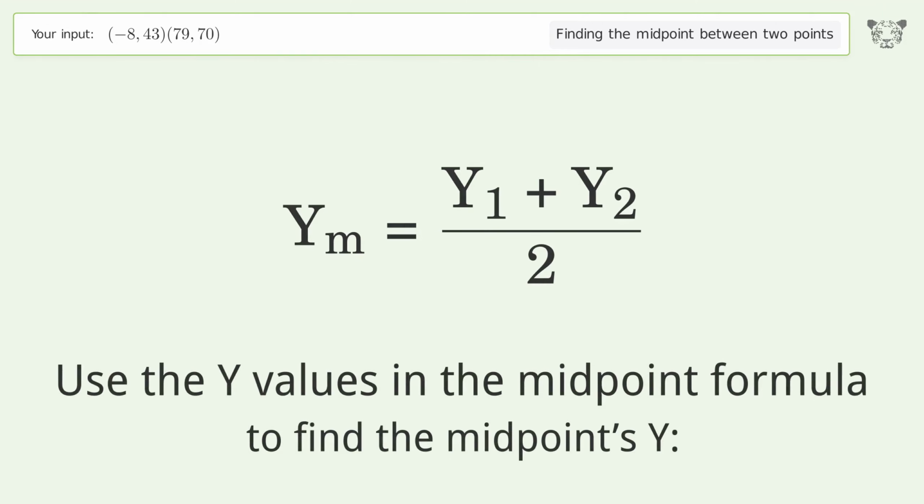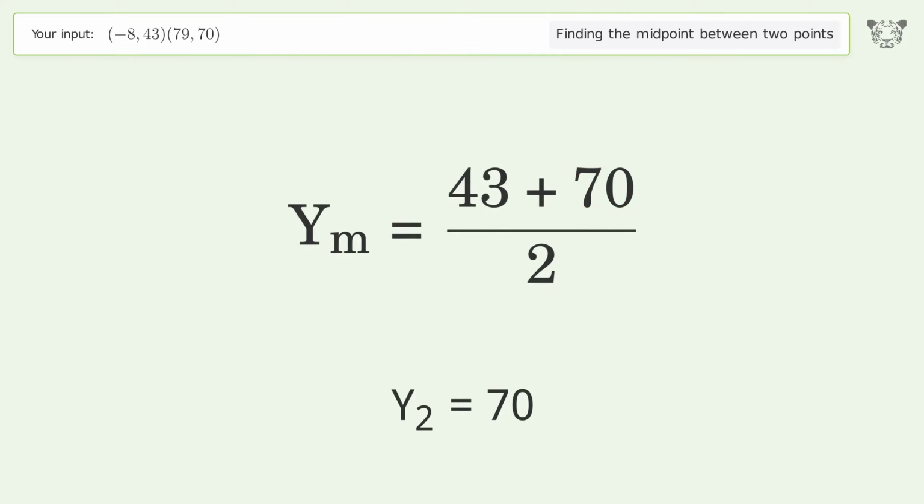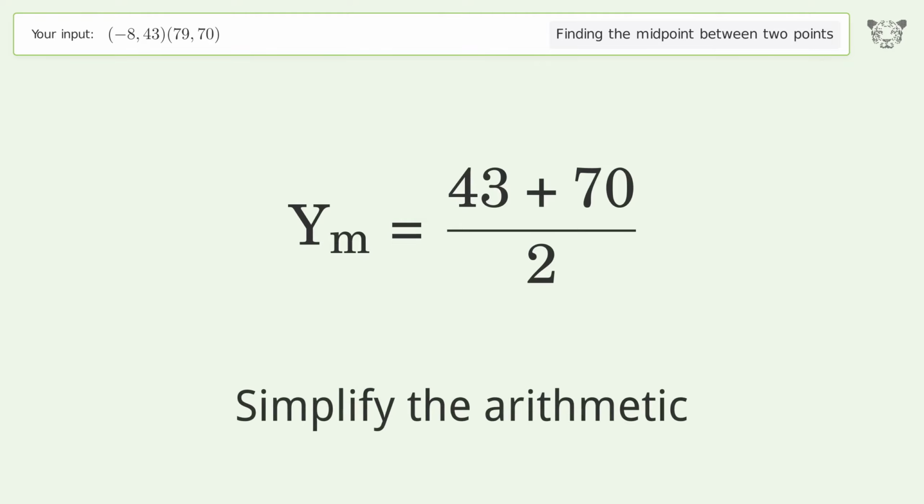Use the y values in the midpoint formula to find the midpoints y. y1 equals 43, y2 equals 70. Simplify the arithmetic.